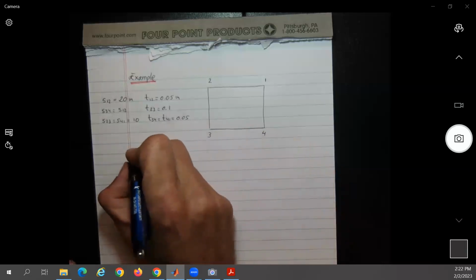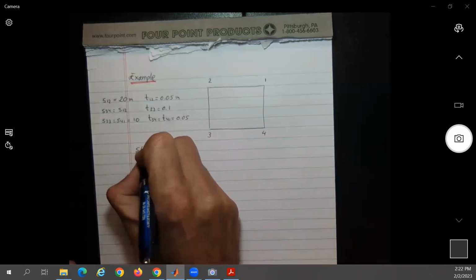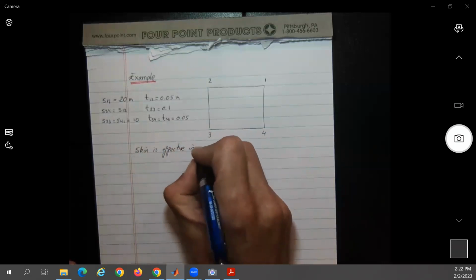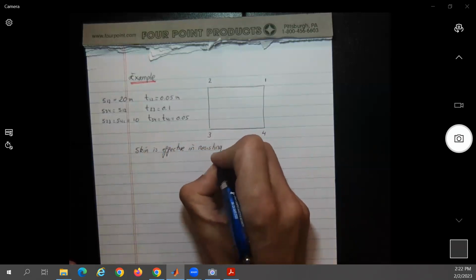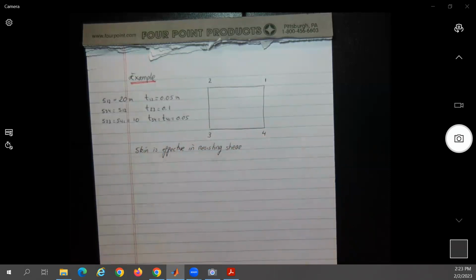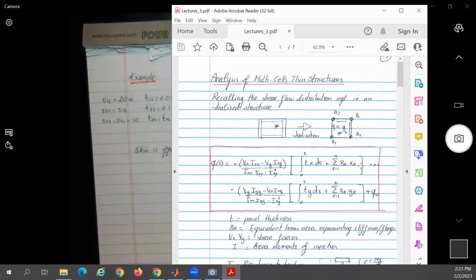Okay, so in this example, skin is effective in resisting shear. Okay, so what that means is that if we go back to this equation, in this case, all the B sub r's are going to be 0. Okay, in this problem, I forgot to put the force. I think it's only a Vy. And then, it is symmetric, so Ixy will be 0. Vx will be 0, so all this equation will simplify.